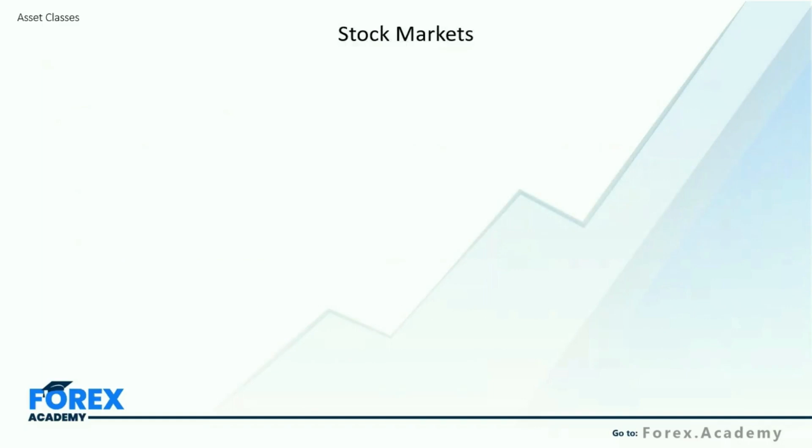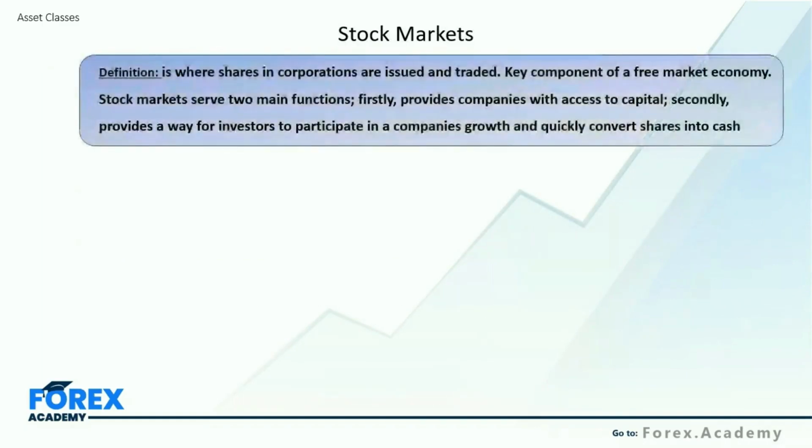So moving on then to the stock markets. To start with a very brief definition, a stock market is where shares in corporations are issued and traded. It's a key component of a free market economy that's worth taking note of. Stock markets serve 2 main functions. Firstly, they provide companies with access to capital. It's a fantastic source to be able to access capital for a whole host of reasons, whether it's product development or expansion or employing more people, whatever the case may be.